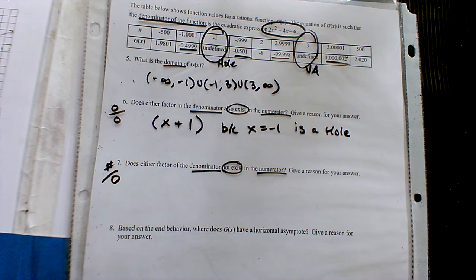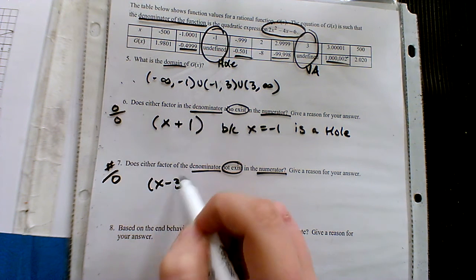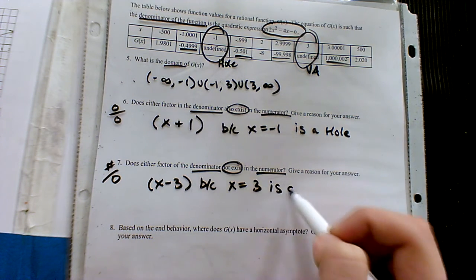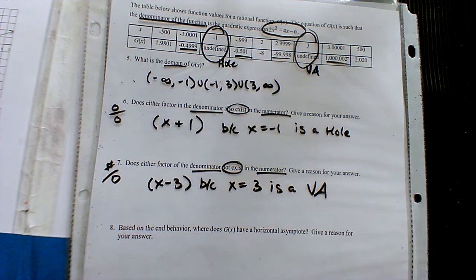Yeah? Because? It's a vertical asymptote. All right, we saw that vertical asymptotes were kind of leftover factors in the denominator. They did not cancel out. So that means there's no way you could have that same factor up top. Okay, it's only in the bottom.